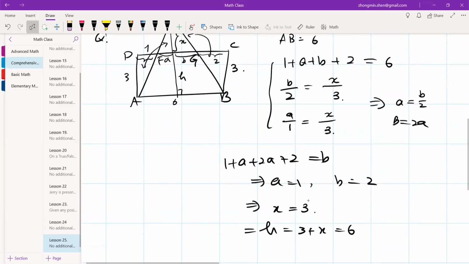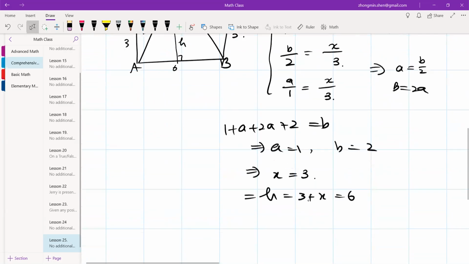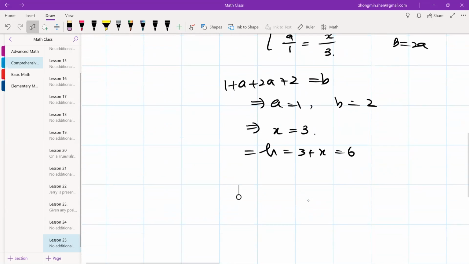Similar triangles. Let me try another one. The similar triangles.